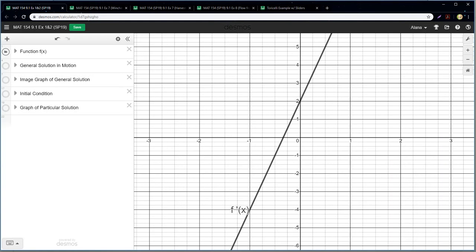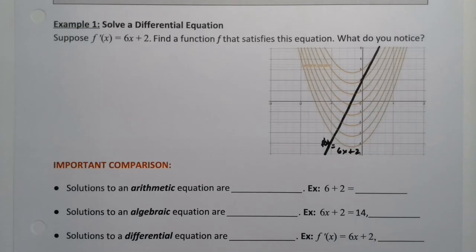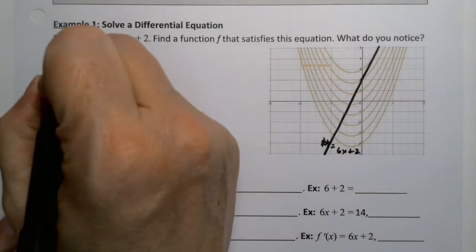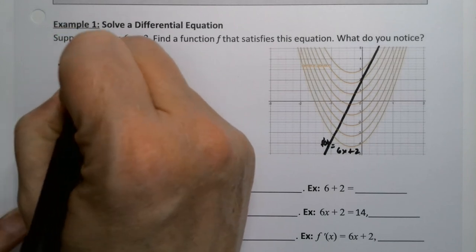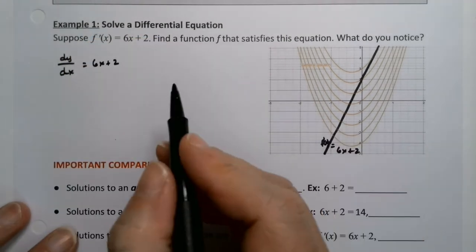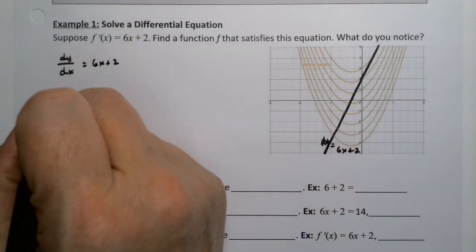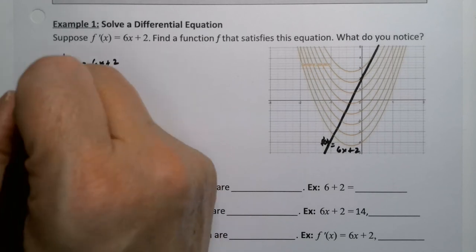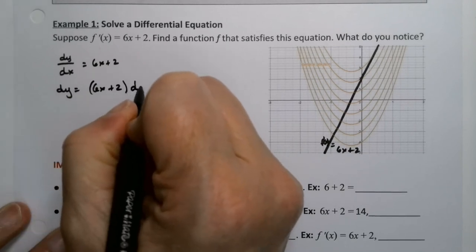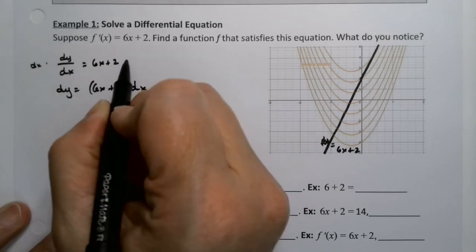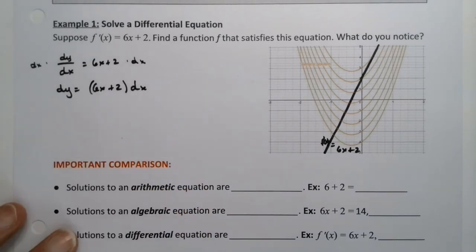So of course, since it's a linear function that's the derivative, then it must have been a quadratic that is the solution. Let's prove that. So if I have a derivative, f prime of x, so that would be dy dx equals 6x plus 2, then that means that I need a function that would have this as its derivative. So dy would be equal to 6x plus 2 dx, right? I'm multiplying both sides by dx. And then all you do is integrate both sides.